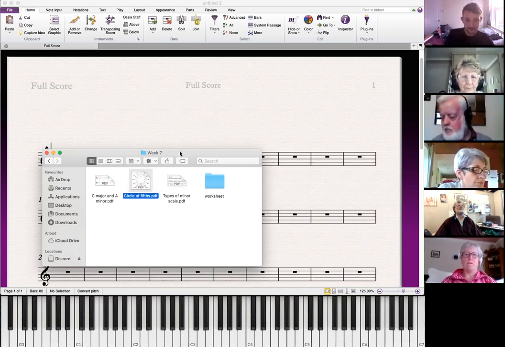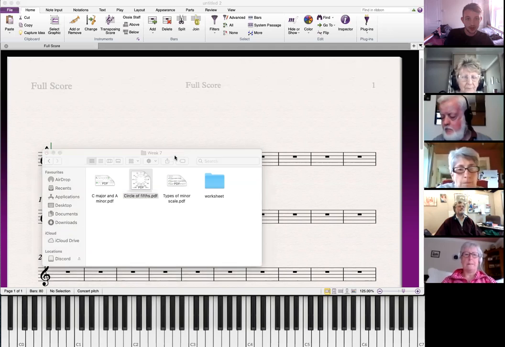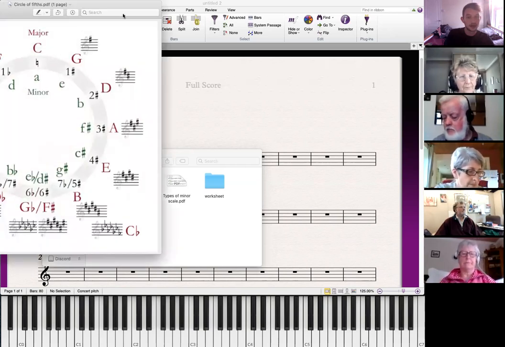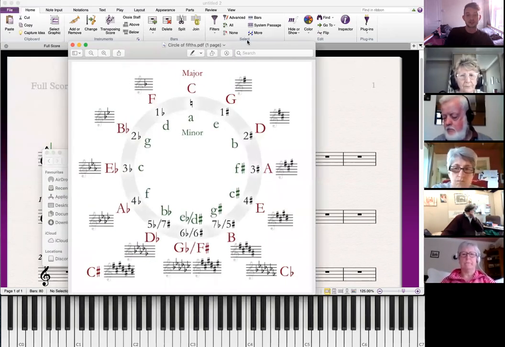Sorry, just a minute while it opens up. There it is. Okay. So this is our circle of fifths that we looked at last week, where you were introduced to the circle of fifths and what it does and how it works. I'll just go over it really quickly again.